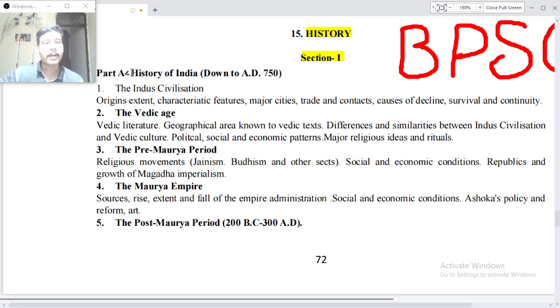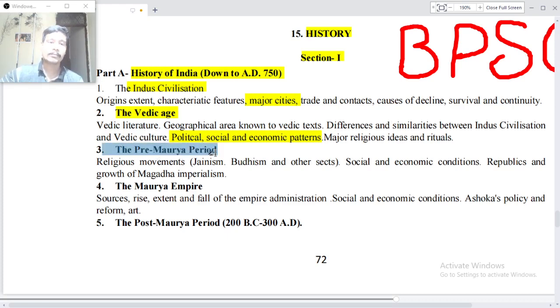Part 1 or Part A, Section 1, Part A, History of India down to AD 750. Indus civilization, important topic: origin, extent, characteristics, features, major cities, trade and contact, causes of decline, survival and continuity. The Vedic age: Vedic literature, geographical areas known to Vedic text, differences and similarities between Indus civilization and Vedic culture, political, social and economic patterns, major religious ideas and rituals.